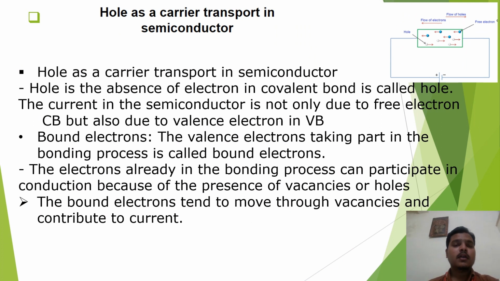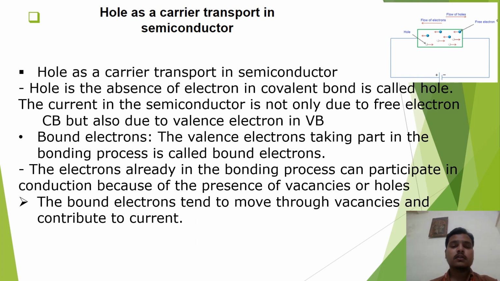In this topic, holes as carriers transport in semiconductor. You can see on the right side the holes, which explains the electrons flow from the holes. Free electrons. Hole as the carrier transport in semiconductor. The absence of an electron in a covalent bond is called a hole. The absence in the semiconductor is not only due to free electrons in the CB but also due to valence electrons in the VB.